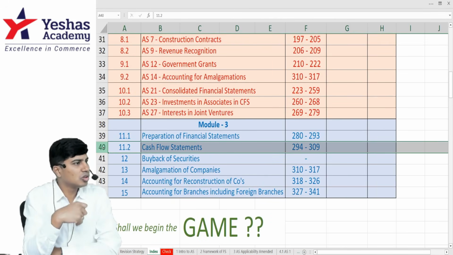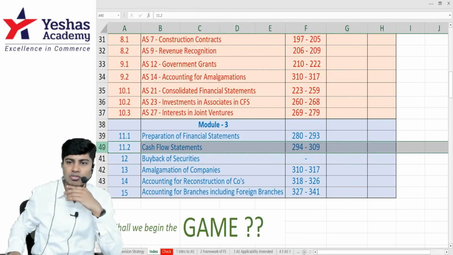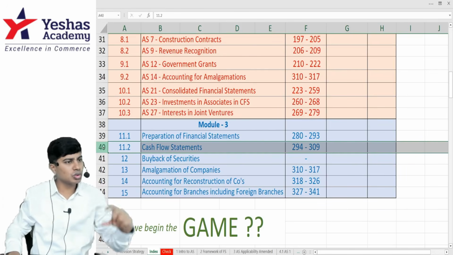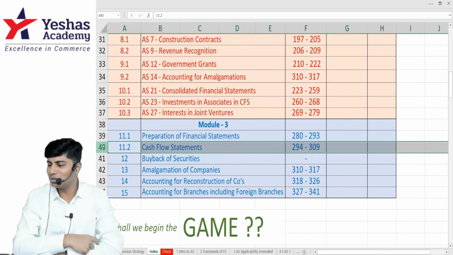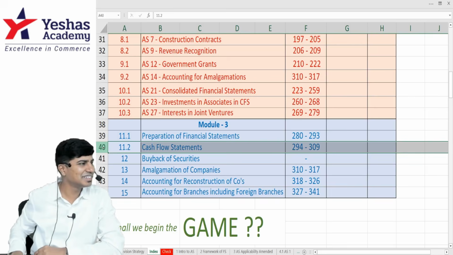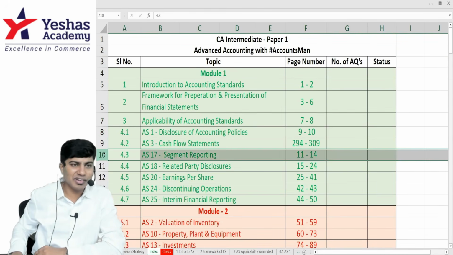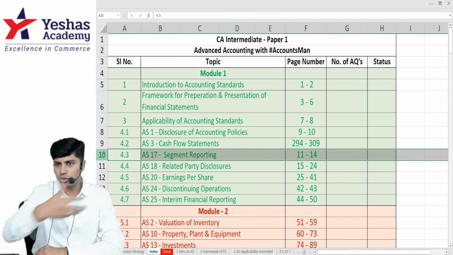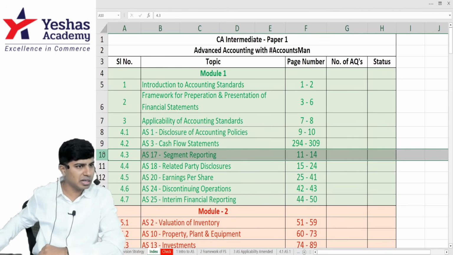Both are connected, so we'll do both of them together. We'll start with AS3, and we'll finish with the cash flow statement in module 3. So these two units are connected. If you want, you can draw a beautiful line from there to here, saying that both are connected and we'll be doing them together. Then come forward. Then we have AS17. 17 is another beautiful tool. I'll just run you through the entire index as to what you will be learning in which unit, and then we'll start with chapter 1.